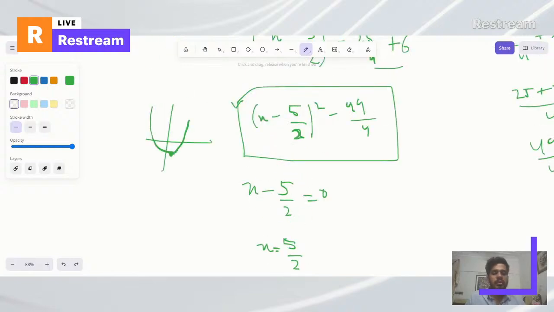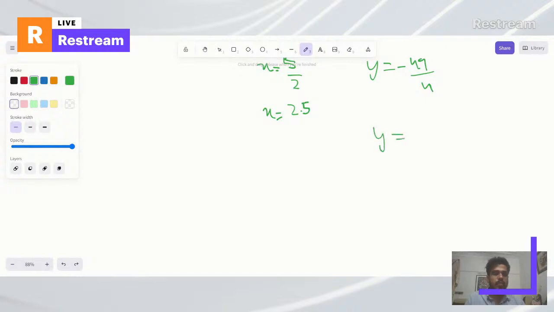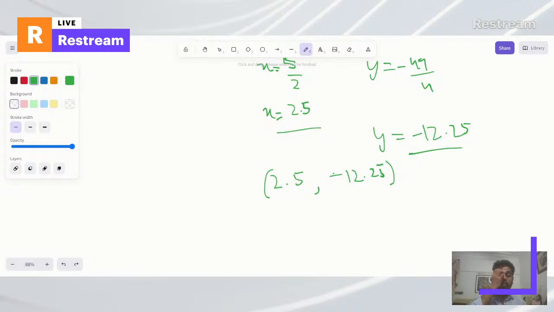Now what's going to be the y? The corresponding y would be this value, so y equals negative 49 divided by 4. So what is 49 divided by 4? 49 divided by 4 is 12.25. So y equals negative 12.25. I have now successfully found the coordinates of my turning point. So it's going to be 2.5 comma negative 12.25.